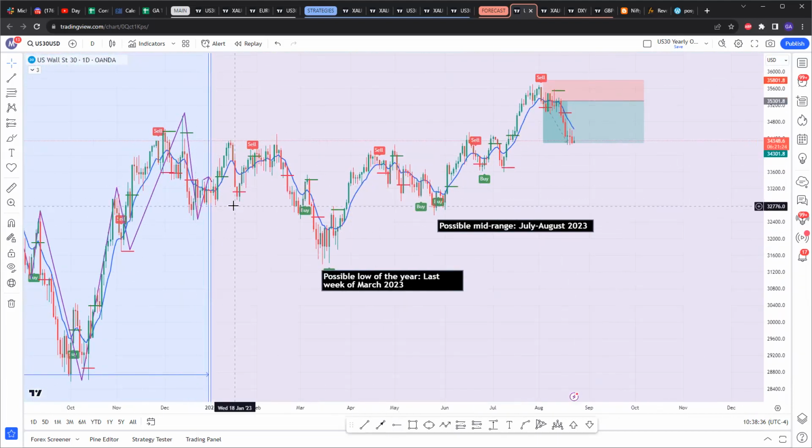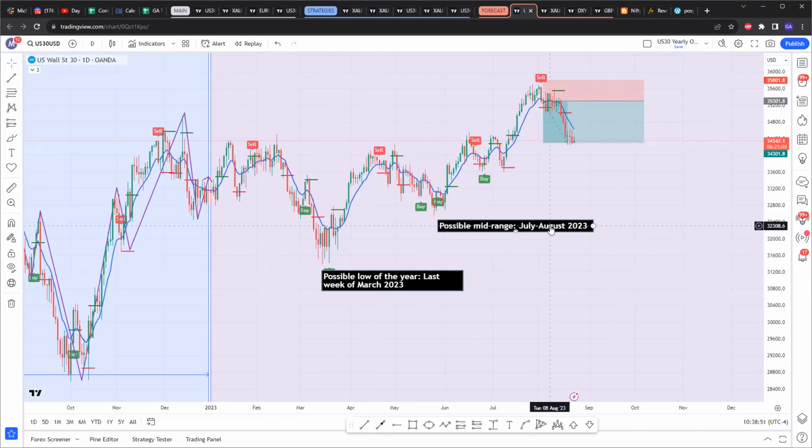Because we are not backtesting something that has already happened. In 2023, I identified the possible low of the year to be the last week of March 2023, because US 30 hasn't gone lower than that. So that's the possible low of the year.